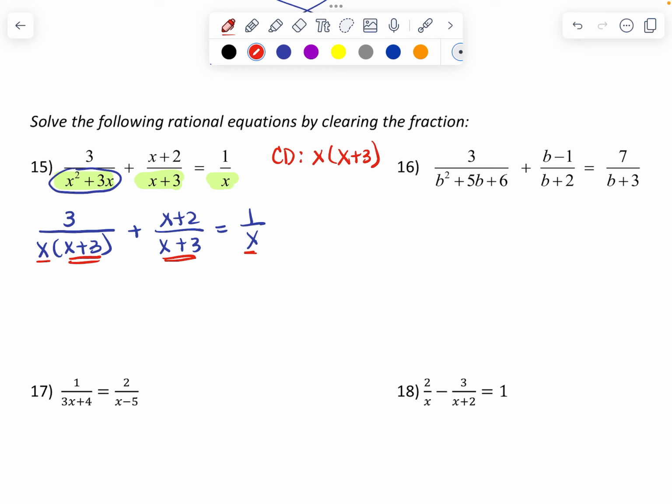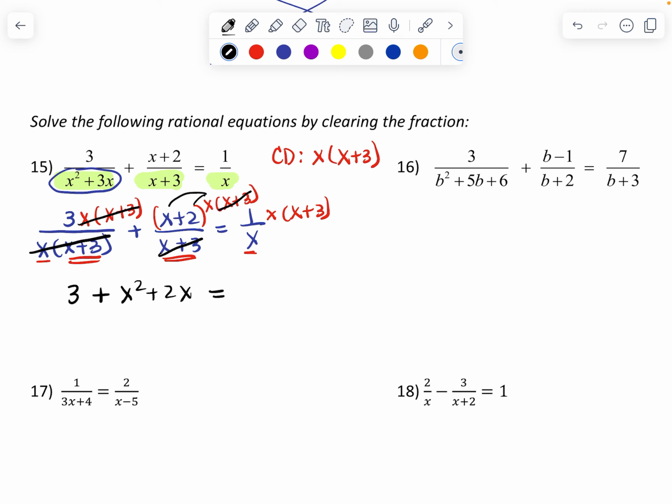And what do you do with that? You multiply every single term by x times x plus 3. Okay, x times x plus 3, and x times x plus 3. Okay, once you do that, things should cancel and you should be left with no more denominators. So look, all of this goes away, leaving you with just a 3. The x plus 3 goes away, leaving you with a x squared plus 2x if you distribute that.